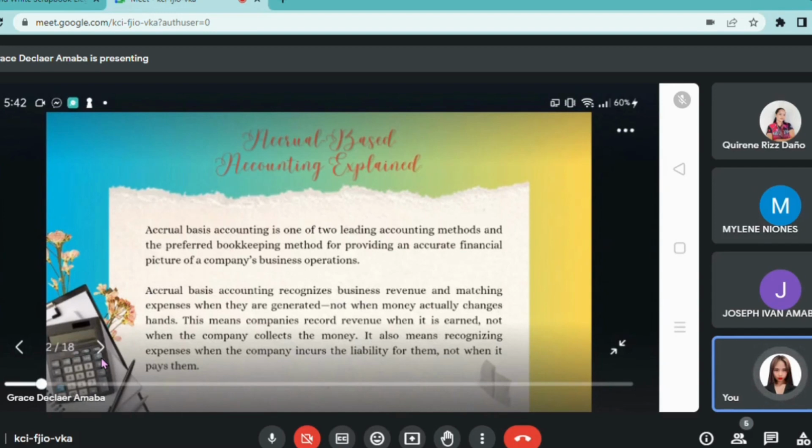Accrual basis accounting is one of the two leading accounting methods and the preferred bookkeeping method for providing an accurate financial picture of a company's business operations. Accrual basis accounting recognizes business revenue and matching expenses when they are generated, not when the money actually changes hands. This means companies record revenue when it is earned, not when the company collects the money. It also means recognizing expenses when the company incurs the liability for them, not when it pays.